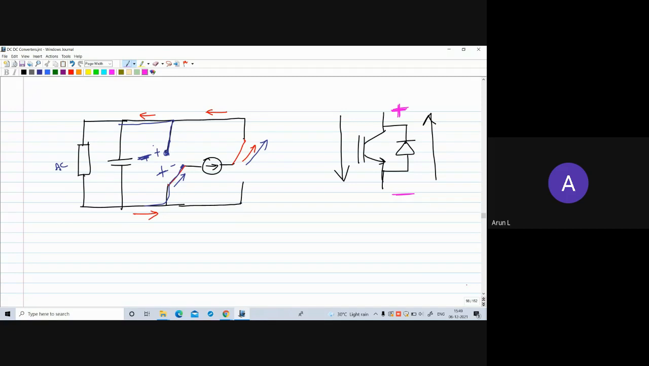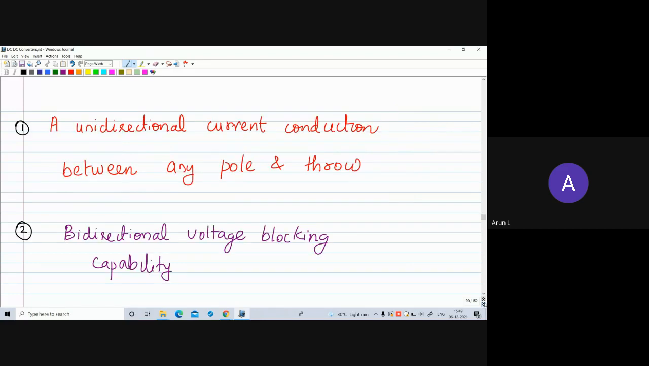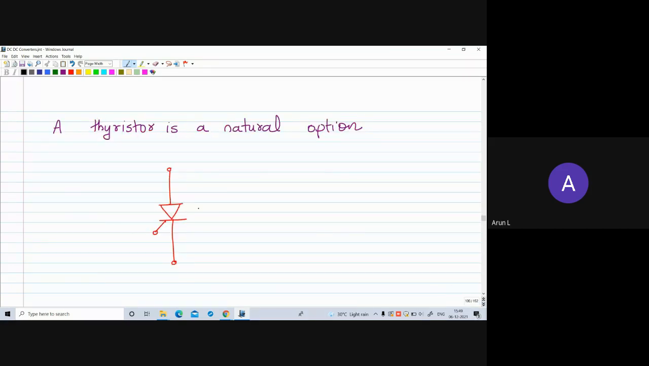So an immediate solution is to use an SCR. We need unidirectional current conduction between a pole and throw and bidirectional voltage blocking capability. So one solution is the SCR. An SCR can conduct current only in one direction, from anode to cathode.